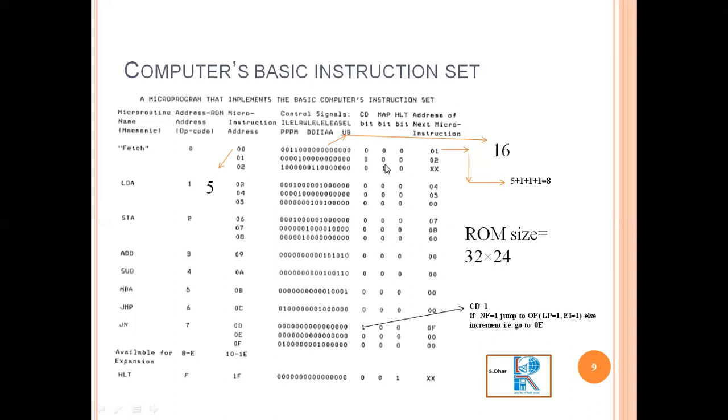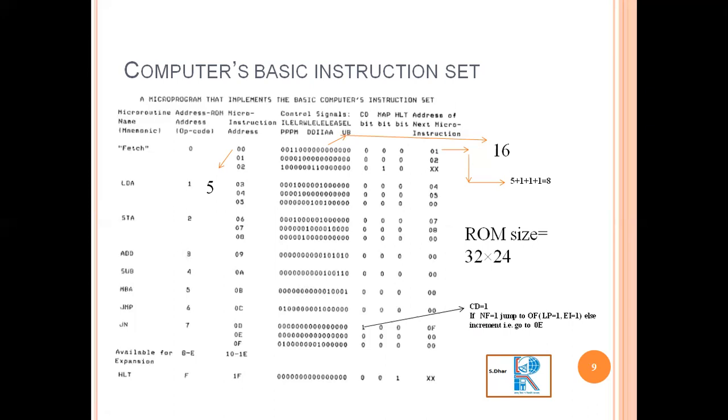One is that if the MAP bit is 1, it has to go to the address written here. If MAP and CD bits are both 0, it has to go to the address written in the microinstruction address here. And if CD is 1 and NF is 1, it will jump to the address written here, that means 0F. And if CD is 1 and NF is 0, it will directly increment. Increment means it is 0D, it will go to 0E. From here, it will again go for the fetch. Clear? So these are the basic control unit we have written here.